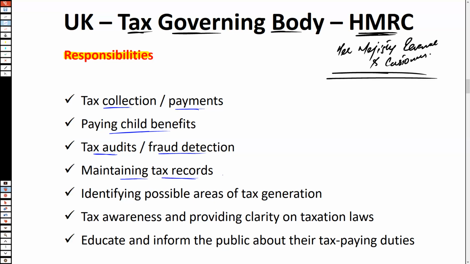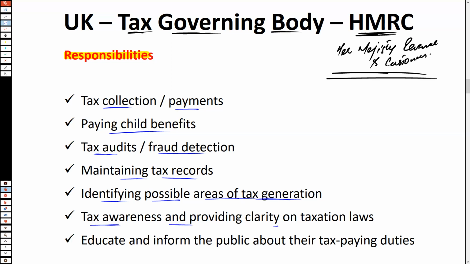Maintaining tax records of the taxpayer is another responsibility of HMRC. Furthermore, identifying possible areas of tax generation. What exactly do you mean by this? As I told you, our tax is revenue for the government. It means the government always tries to increase its revenue, and they always try to identify new possible areas from where they can get tax from the taxpayers. So identifying possible areas of tax generation is another responsibility of the tax governing body.